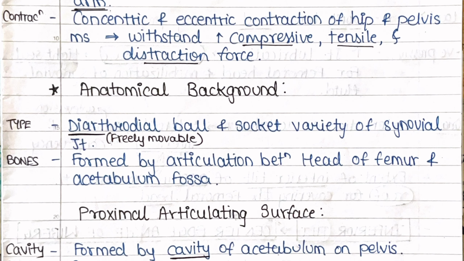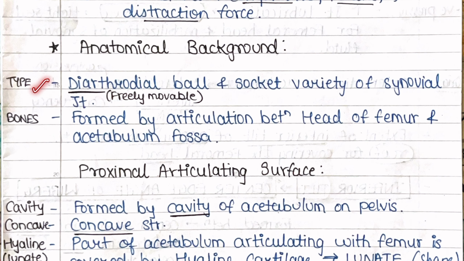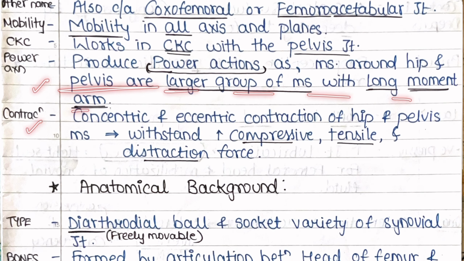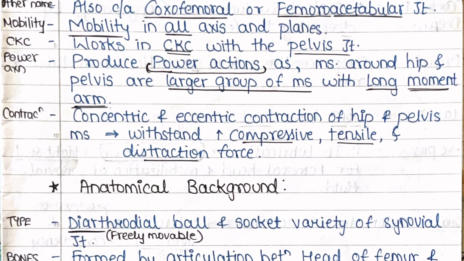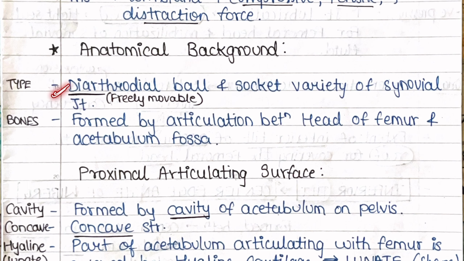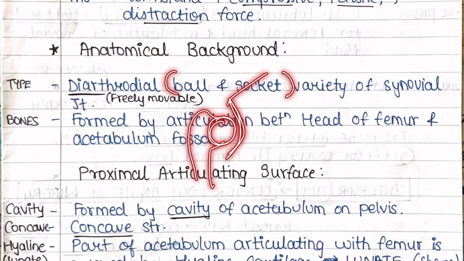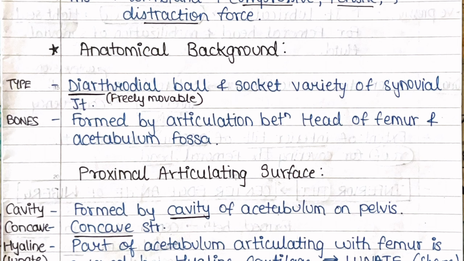Now let us come to the anatomical background. In the anatomical background, you should include the type of joint as well as the bones. So this is a diarthrodial ball and socket variety of synovial joint. In the introduction also we mentioned that it is mobile in all axes and planes, which means that it is diarthrodial. Diarthrodial means it is freely movable in all axes. Ball and socket, as the ball is the head of the femur, and the socket is the acetabulum. Variety of synovial joint. Then the bones.